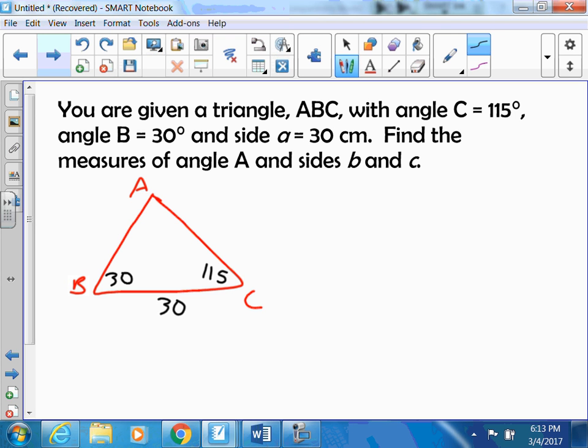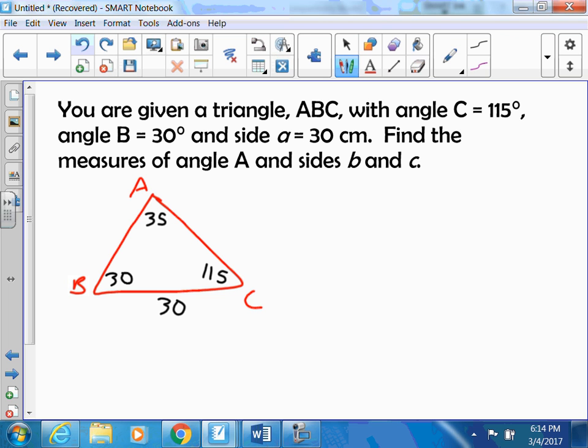Do we have an angle and a side opposite of each other? In this case, we don't right now, but we can find the missing angle up here by subtracting 30 and 115 from 180. So 30 and 115 is 145. Subtract that from 180 and you get 35. So now we will do law of sines.